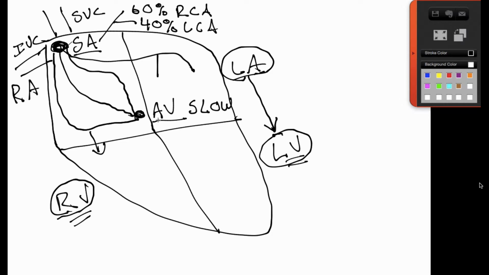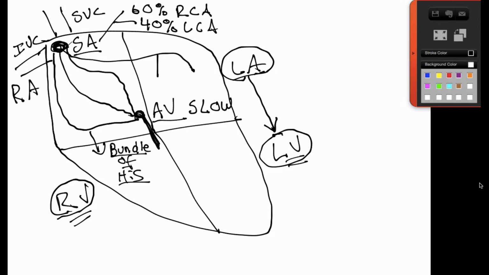So now we're at the AV node, but we want to move down into the ventricle. How do we do that? You do that with the bundle of His. Now, on some anatomy tests, you're going to be asked, in a normal heart, what is the only connection between the atria and the ventricles electrically? And your answer will be just that, the bundle of His.